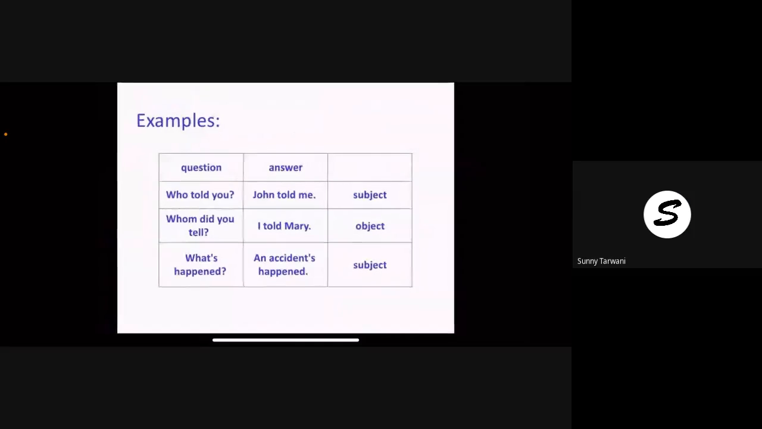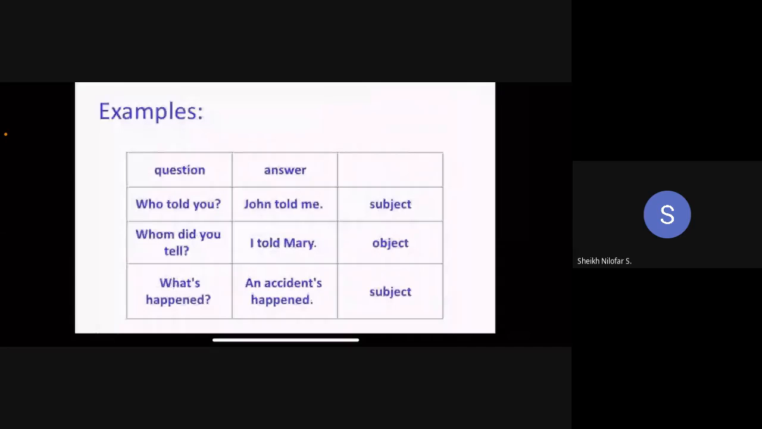Like that we will see. Read. Example. Question. Answer. Who told you? John told me. Subject. Who did you tell? I told Mary. Object. What happened? The accident happened. An accident happened. Subject. So you understood, when you ask who, you will get subject, John. When you ask whom, किसको बताया, then you will get object, Mary. What happened? What has happened? An accident has happened. So when you ask what, then also you will get subject.